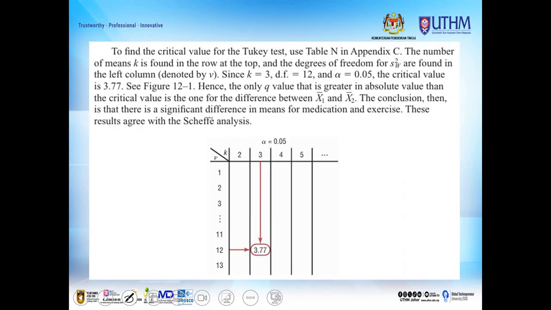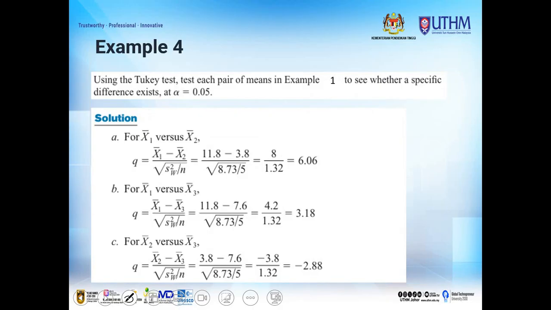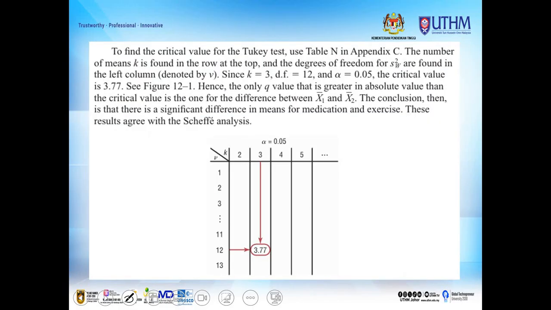So we're going to use the same example 1. We will check x1 minus x2 divided by the square root of the variance divided by 5, where n is 5. So you will get 6.06. The same applies for x1 versus x3 and x2 versus x3 as well. So you'll get 3.18 and negative 2.88. So how do we summarize this?